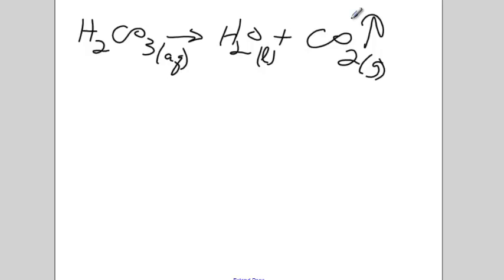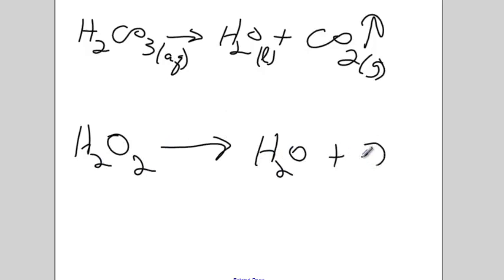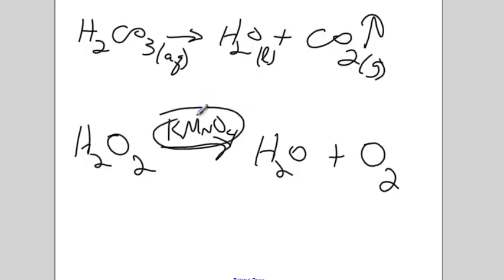What you might see is a compound written over the arrow. So something like H2O2 yields H2O plus O2. And then up here it might be something like KMnO4. That thing written over the arrow like that, that is a catalyst. I know you learned about catalysts last year in biology.